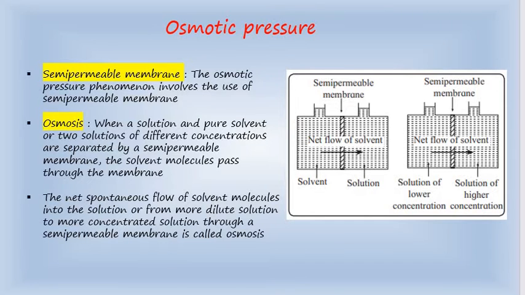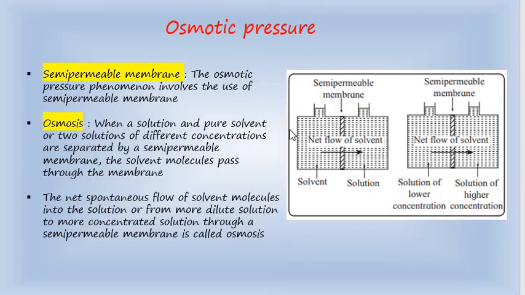It is important to understand that the passage of solvent molecules through the semi-permeable membrane takes place in both directions, because solvent is present on both sides, but the rate of passage of solvent molecules into the solution, or from the dilute solution to the more concentrated solution, is found to be greater than the rate in the reverse direction. This is favorable since the vapor pressure of solvent is greater than that of solution. So the net spontaneous flow of solvent molecules from the dilute solution to the concentrated solution through a semi-permeable membrane is called osmosis.